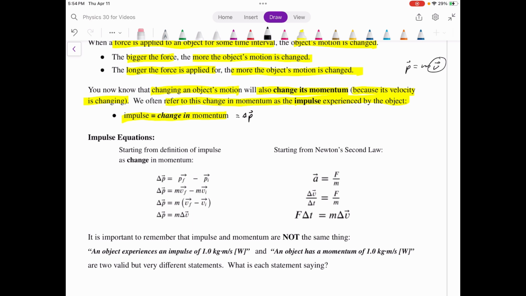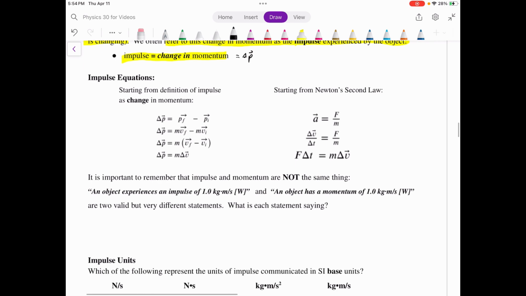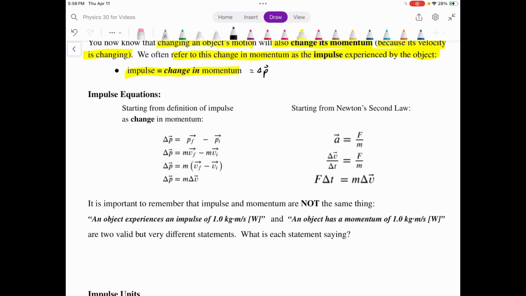Why two different names for the same thing? Well, impulse is one of those concepts that was come up with in physics, and we talk about it a lot. It's an important idea, so we gave it its own name, right? But it is just the change in the object's momentum, okay? So let's take a look at the equations for impulse, aka the different ways we can calculate the change in momentum.